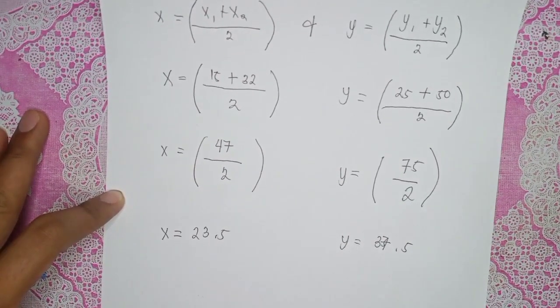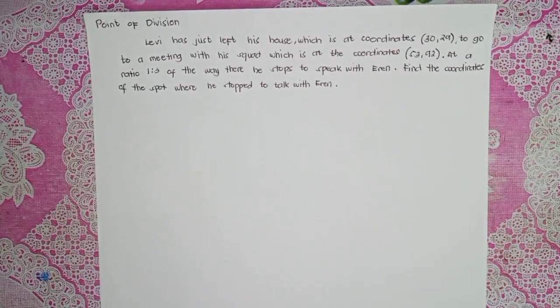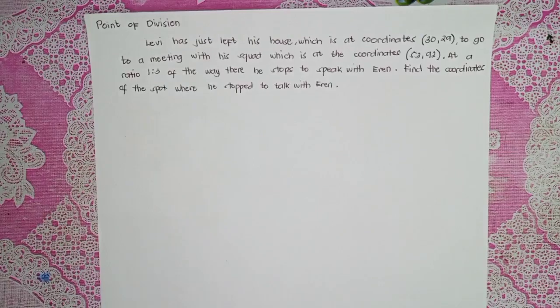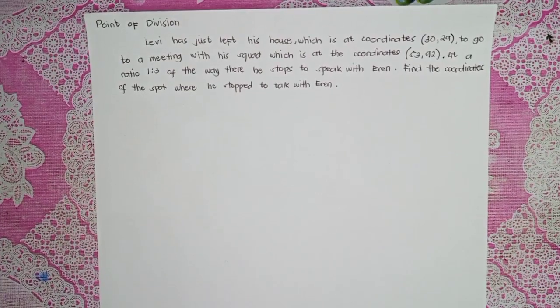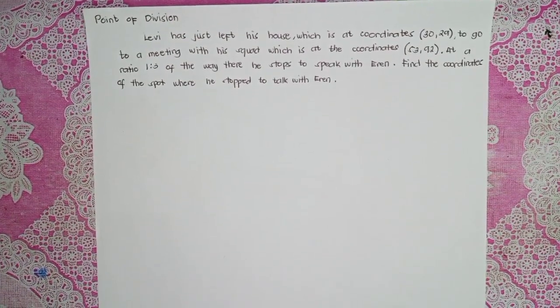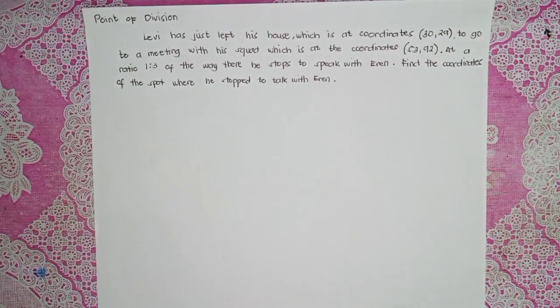The next one is the point of division. For point of division, our problem is Levi has just left his house, which is at coordinates 30, 29, to go to a meeting with his squad, which is at the coordinate 53, 92. At a ratio of 1:3 of the way, he stops to speak with Eren. Find the coordinates of the spot where he stopped to talk with Eren.